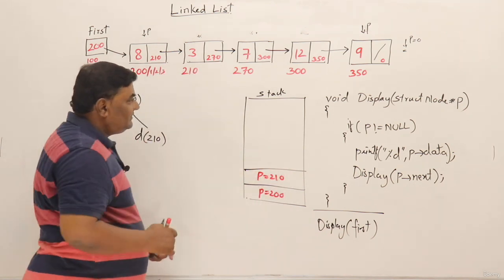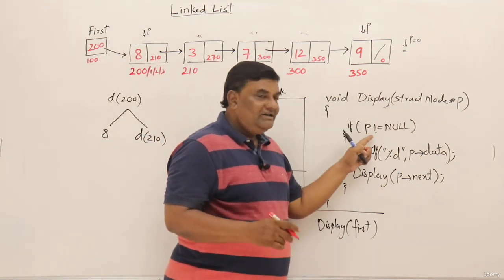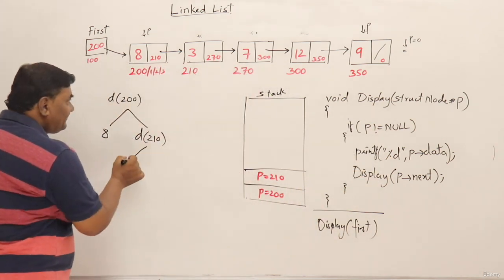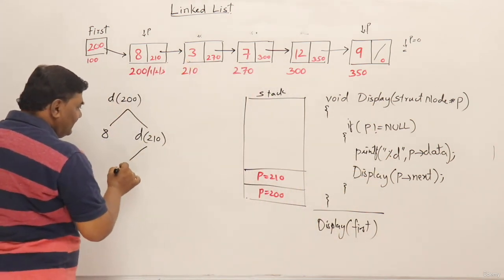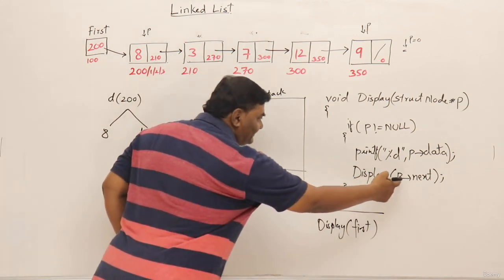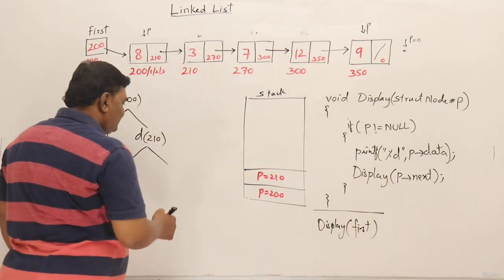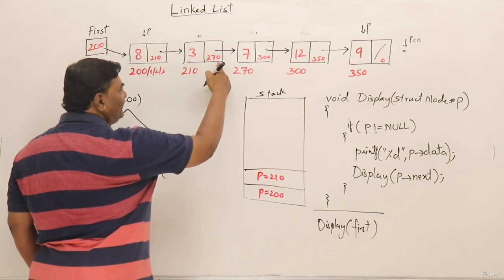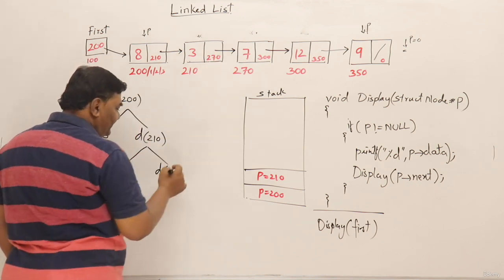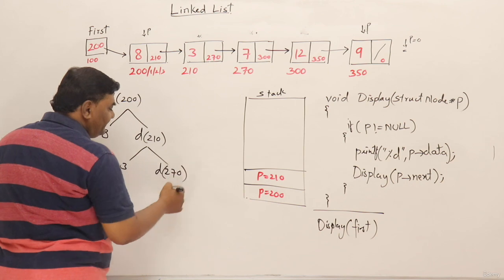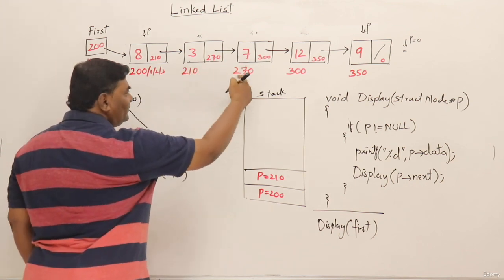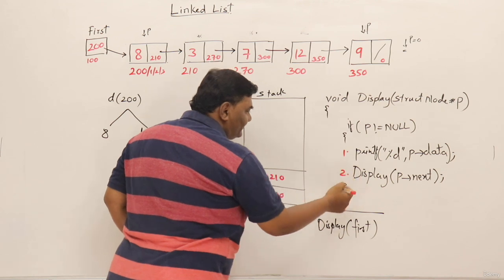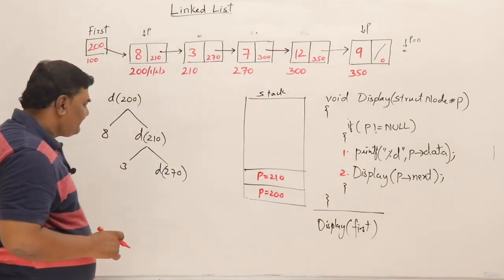Now in this call, P is 210, P is not null, so it will print the data present here, that is 3. And then the next step is to call itself again for P's next. So it will call itself for the next node, that is 270. It will take this value, 270, which is the address of this node. So whenever the pointer is not null, it is performing these two steps. Focus on these two steps.